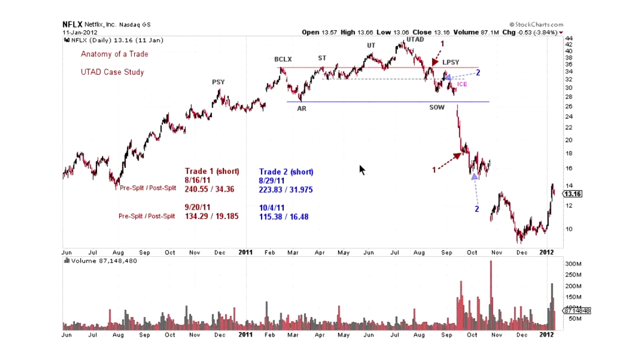And so here is my daily chart, anatomy of a trade. These are the trades. I put in the pre-split price and the post-split price, and I did it in 2 tranches. And so here's the buying climax. This becomes a lot more relevant when you put it on a daily chart. You can see it better.